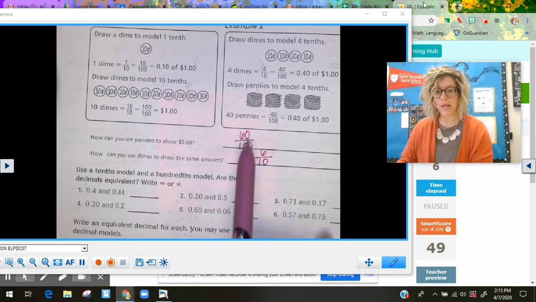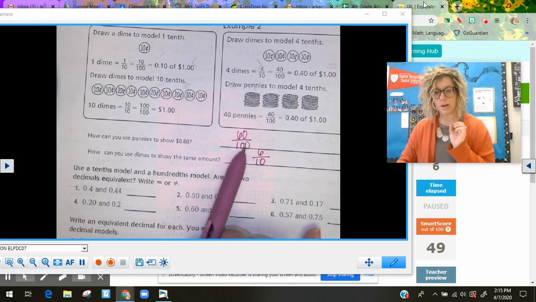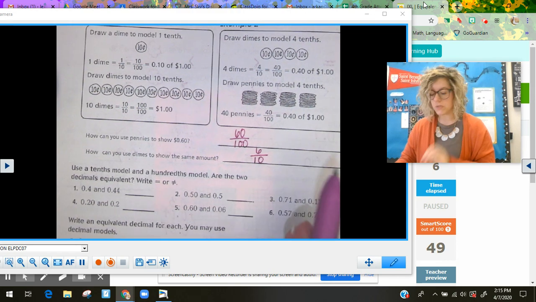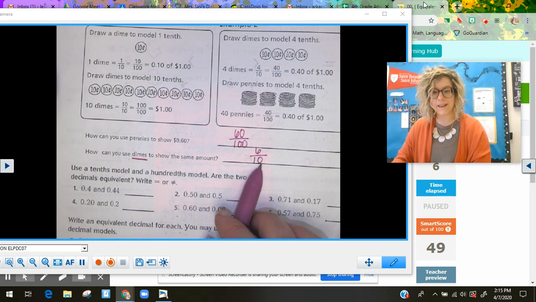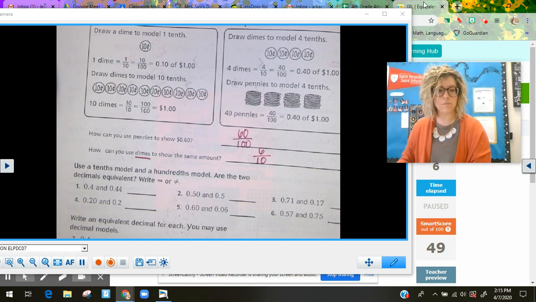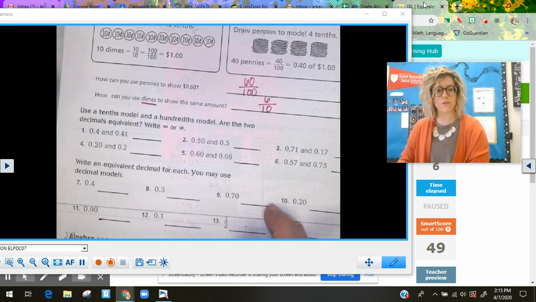We know when we talk about pennies, there's 100 pennies in $1. So 100 has to be our bottom number. If we use dimes, we know that there's 10 dimes in $1. So then we use 10 as our bottom number. Okay, now all of these are just exactly the same as what we did on the other side.